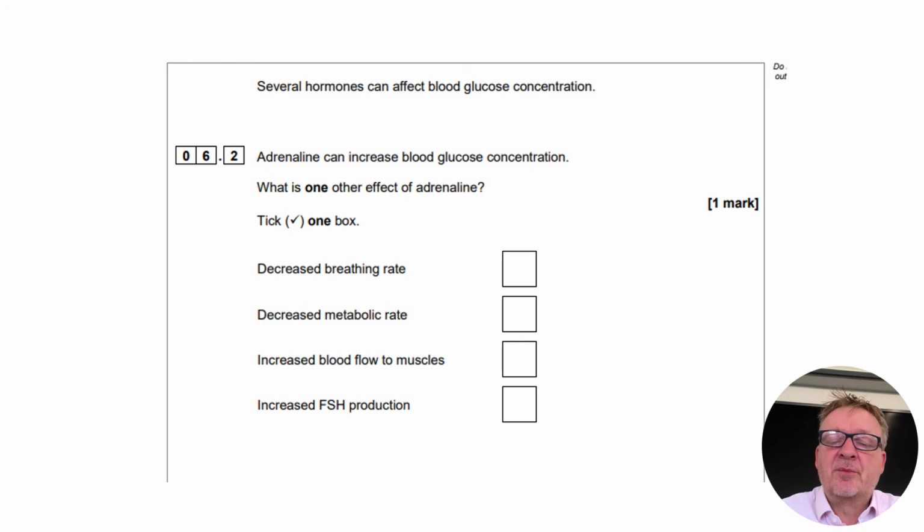Several hormones can affect the blood glucose concentration. Okay, so there's really kind of two: if your blood glucose levels go up and your blood glucose levels go down. Adrenaline can increase blood glucose concentrations. What is one other effect of adrenaline? Okay, right, so if a tiger walks in the room, your blood glucose is going to go up because you need more respiration. Decreased breathing rate? No, unless you're dead. Decreased metabolism rate? No, that's probably after the tiger's eaten you. Increased blood flow to the muscles? Yes, because you need to run away. Increase FSH. So do you really want to produce more eggs in the ovary if a tiger's running at you? So it's definitely not that one.